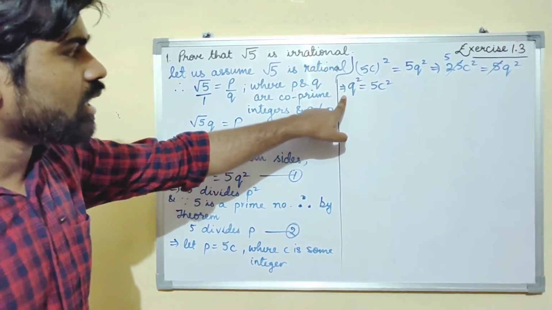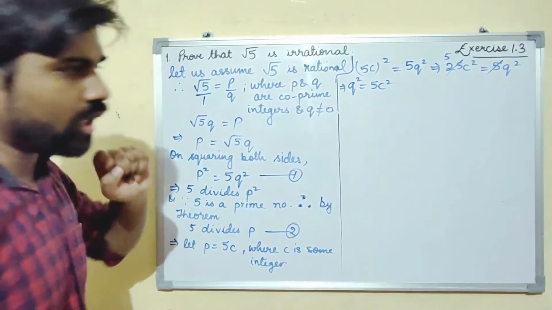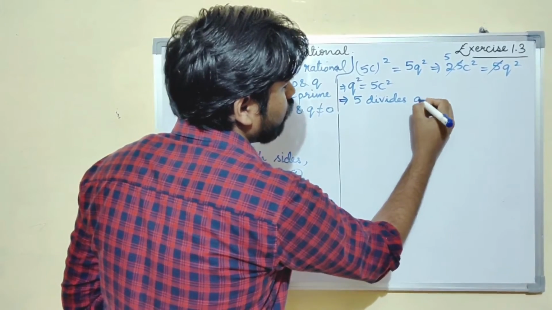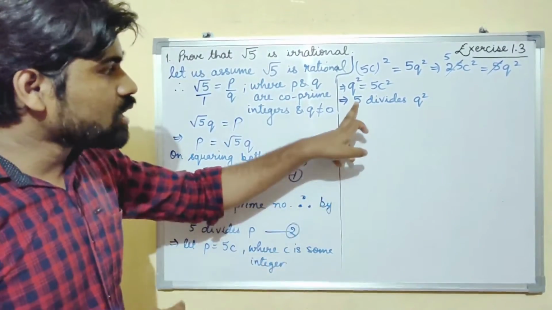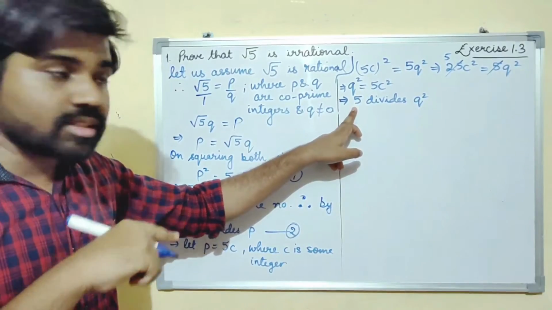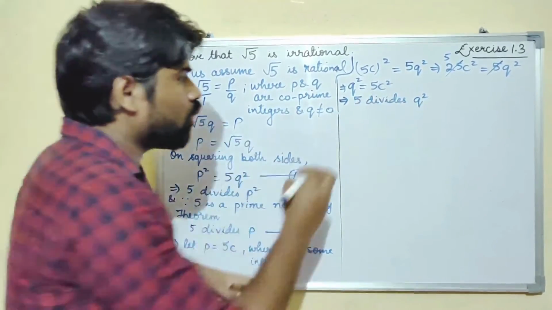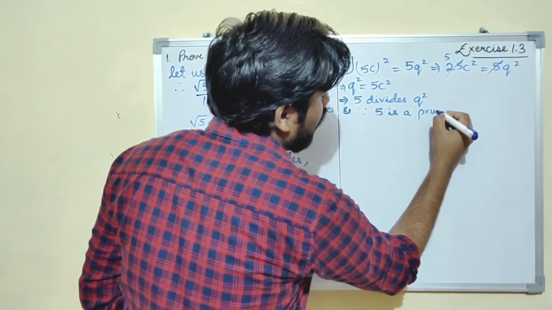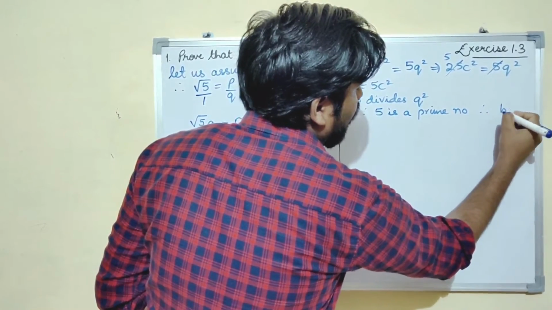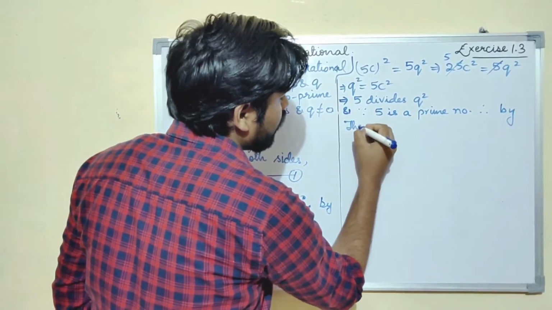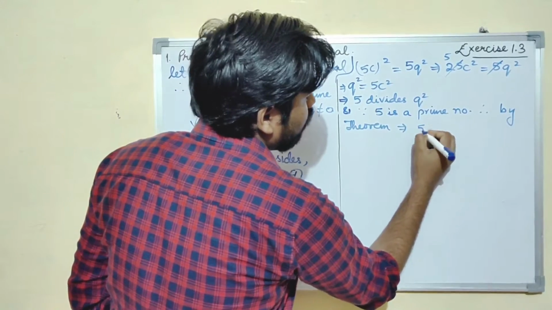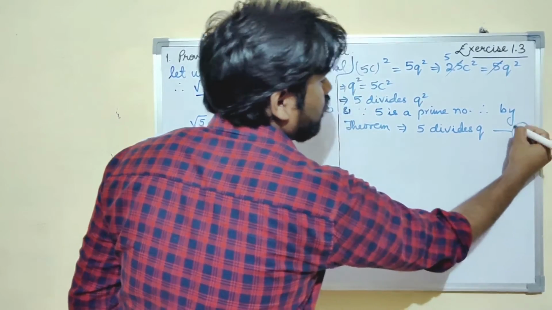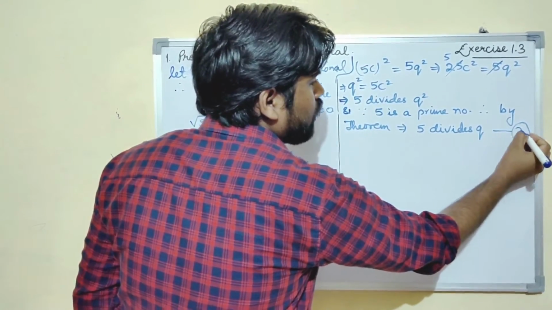So we can say that 5 divides q squared. Since 5 is a prime number, therefore by theorem we can say that 5 divides q. This will be your third statement, right?